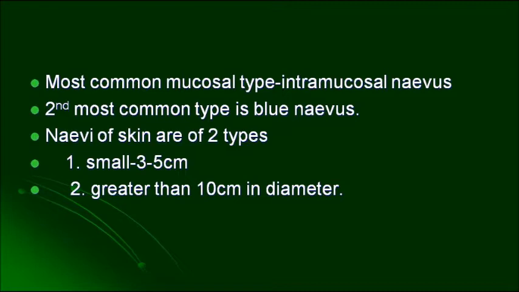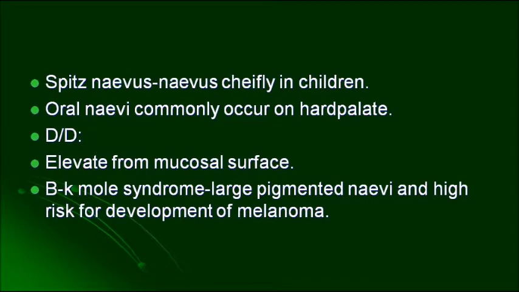Now, the nevi of the skin are of two types: they are either small, around 3 to 5 centimeters, or greater than 10 centimeters in diameter. Which nevus is commonly seen in children? If it is asked like that, it is Spitz nevus. Just learn that point. And the common location for nevus is the hard palate. If options are given like hard palate, oral mucosa, tongue, palate, then the correct answer is hard palate. Oral nevi are most commonly seen on the hard palate.